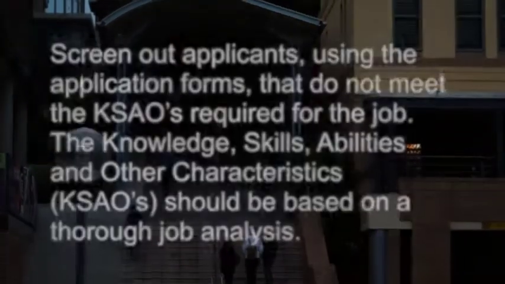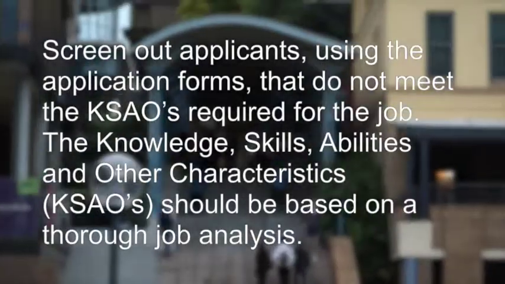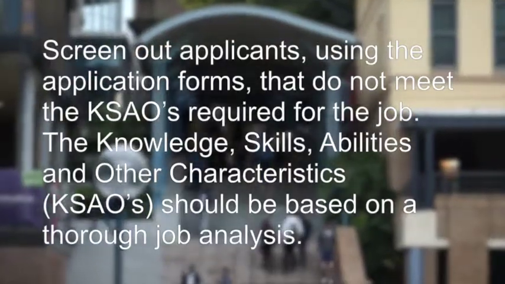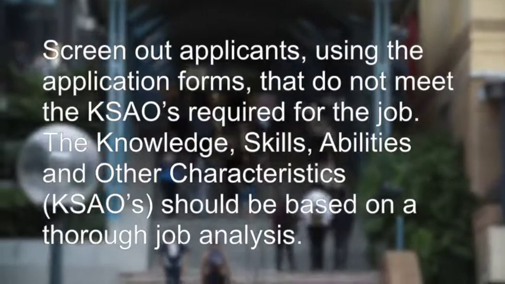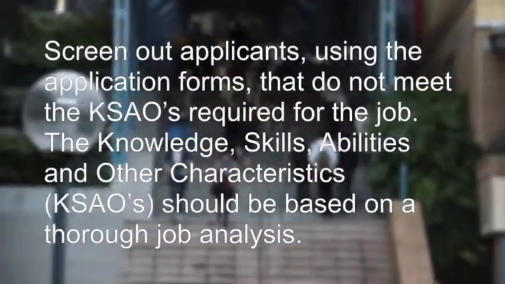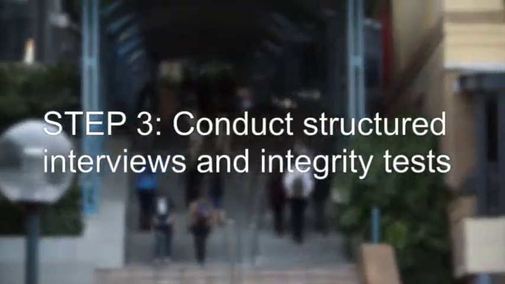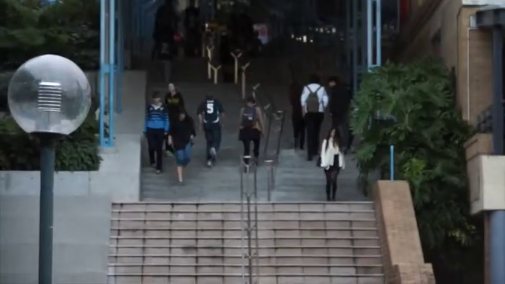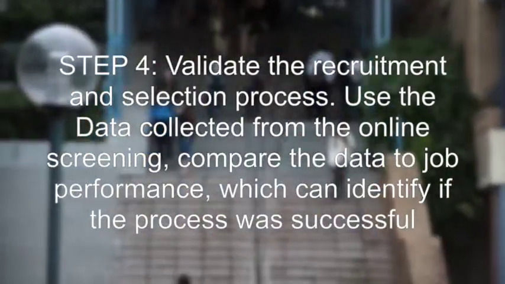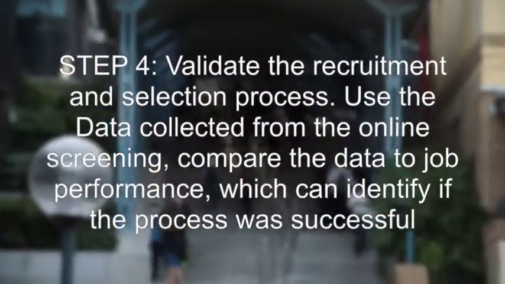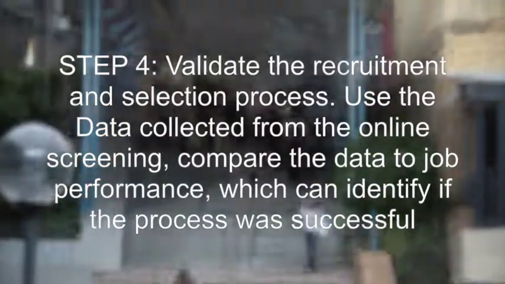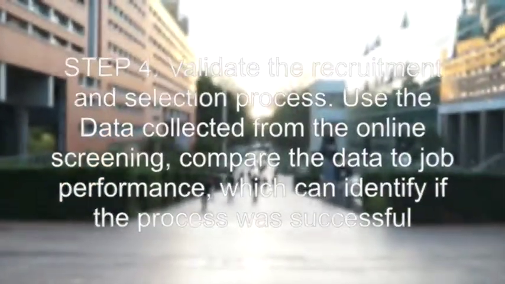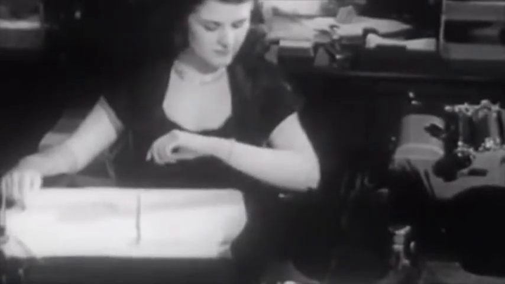Step 2. Screen out applicants using the application forms that do not meet the KSAOs required for the job. The knowledge, skills, abilities, and other characteristics should be based on a thorough job analysis. Conduct structured interviews and integrity tests. Validate the recruitment and selection process. Use the data collected from the online screening, compare the data to job performance, which can identify if the process was successful. This process uses a constructivist model for recruitment and for selection.